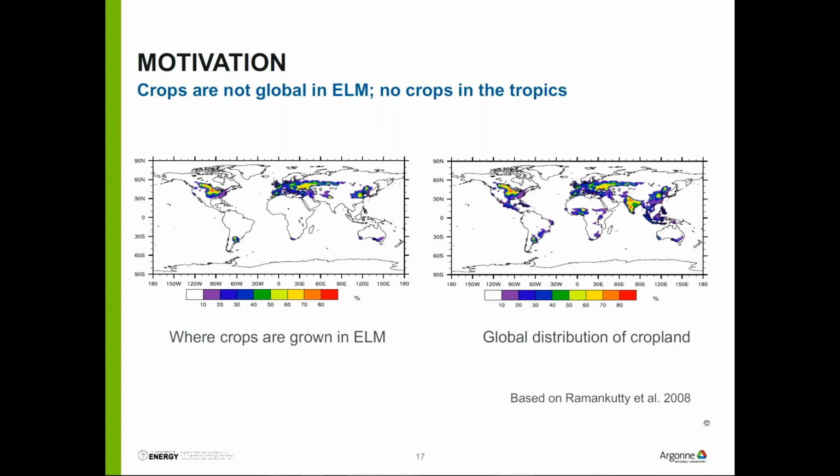The figure on the left shows you where crops are currently grown in the model, and the figure on the right shows you where they should be grown. And you can see that we're missing a huge chunk of area where crops are grown.